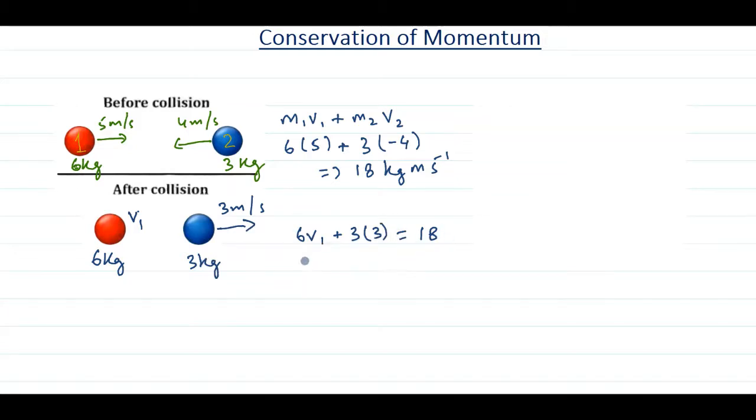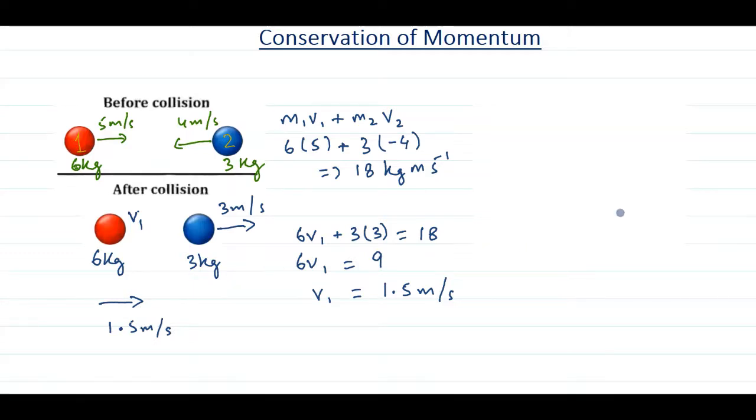Now we can solve for this v1. 6v1 is equal to 18 minus 9, which is 9. So v1 comes out to be 1.5 meters per second. Since this is positive, it means that this red object has to be moving towards the right at 1.5 meters per second after the collision.